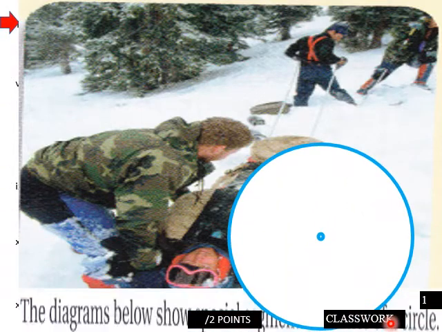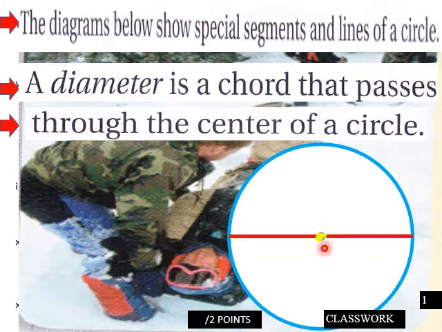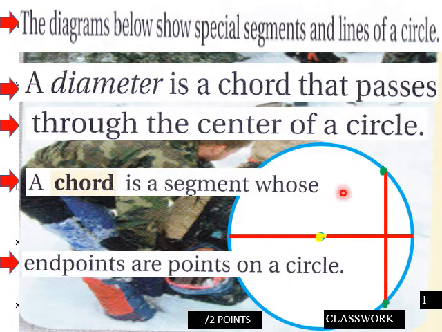Page 1 of our classwork. The diagram below shows special segments and lines of a circle. A diameter is a chord that passes through what, class? It passes through the center of a circle. So the longest chord of a circle is a diameter. A chord is a segment whose endpoints are points on a circle. So you have 2 points on a circle, and the segment that connects them is a chord.